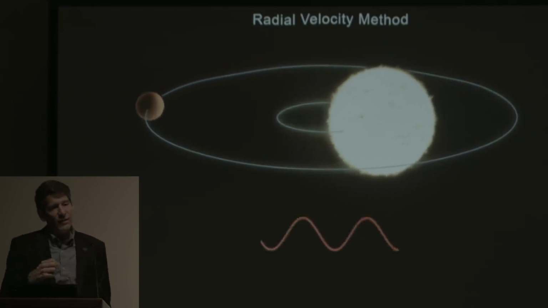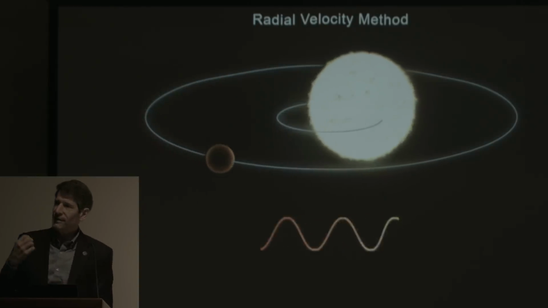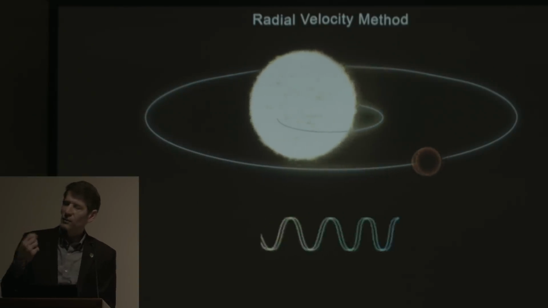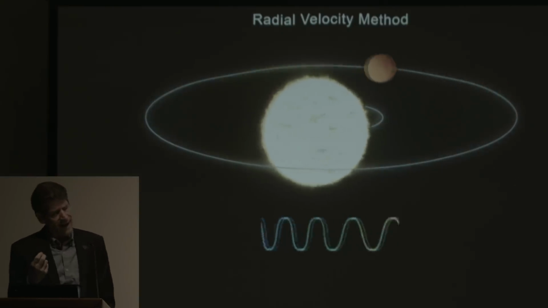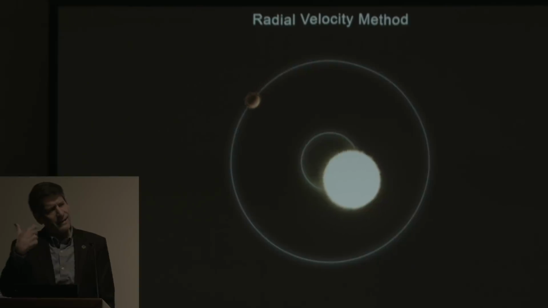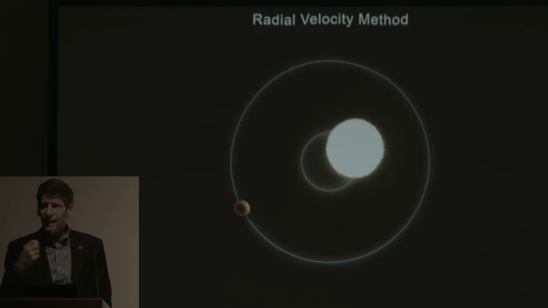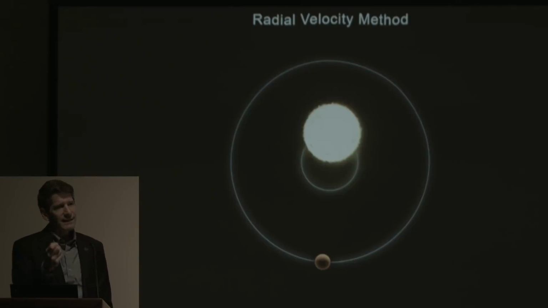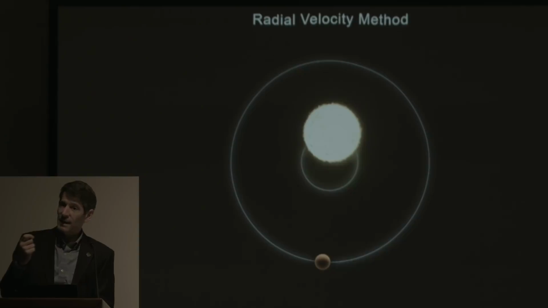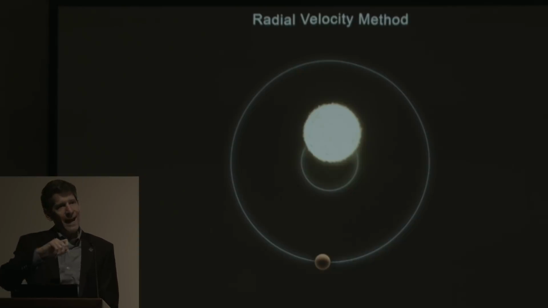Now, you don't see the wobble directly. What you see is a Doppler shift to the spectra of the star as it orbits, but it's a very small effect. Now, I'll give you an idea. An Earth-like planet around a Sun-like star will induce only a 9 centimeter per second Doppler shift at its peak. And that's over an entire year, so it's a very slow effect. You're not looking for a star that's wobbling in real time, so you have to sample it over time.